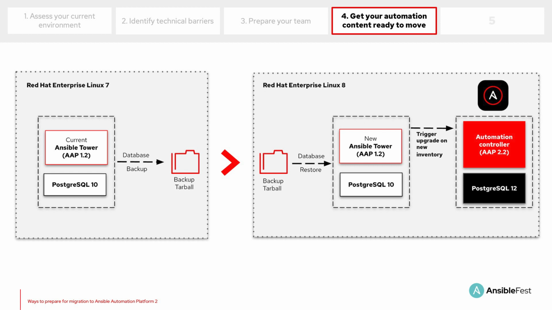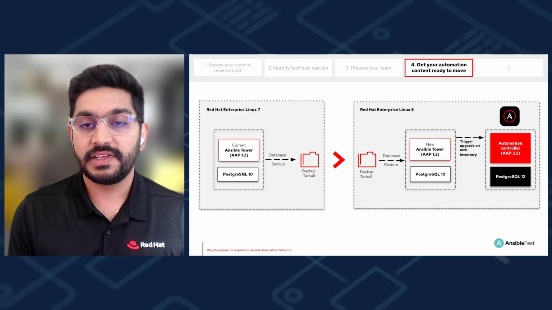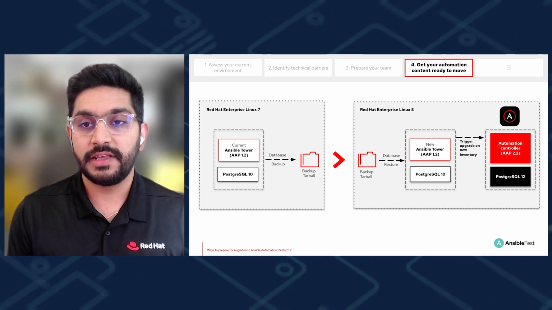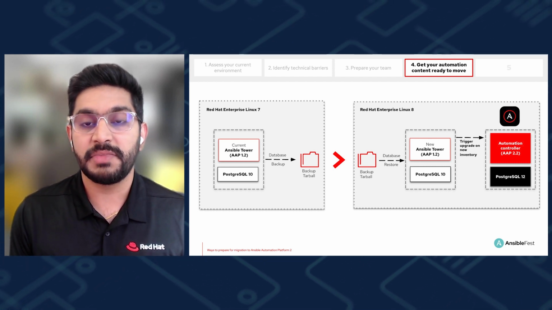This time, the base OS is Red Hat Enterprise Linux 8. And the trigger upgrade shows the upgrade phase, where you use the Ansible Automation Platform 2 installer with the new inventory to deploy Ansible Automation Platform 2. This changes the database from Postgres 10 to Postgres 12 and upgrades the Ansible Tower nodes to automation controller nodes with the mesh network. So now you have upgraded your platform.